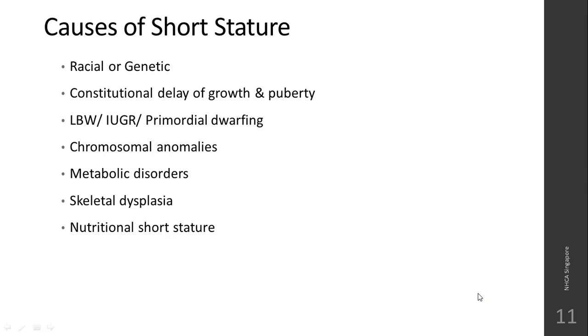Chromosomal abnormalities like Down syndrome and Turner syndrome; in these also height is generally short. Metabolic disorders like Morquio syndrome, and inborn errors of metabolism like phenylketonuria, could also lead to short stature. Skeletal dysplasia like achondroplasia, where the skeletal cells are not being produced properly. Nutritional short stature, that is chronic malnutrition. If the child was suffering from malnutrition for a very long time, that leads to nutritional short stature.